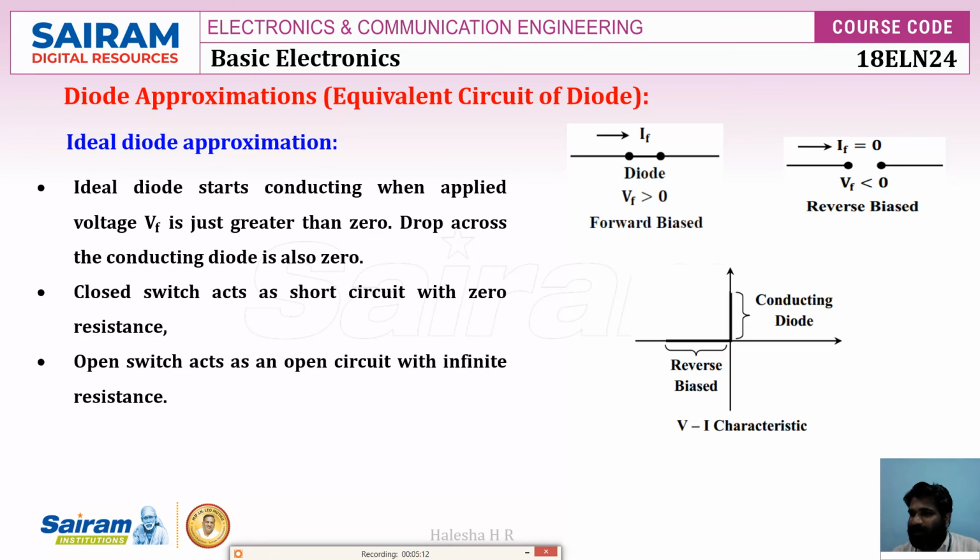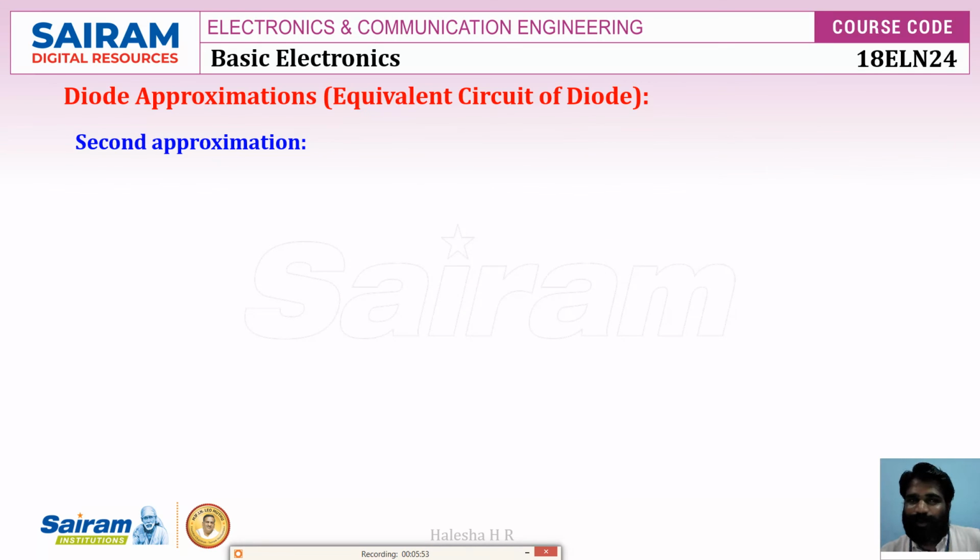This is the ideal approximation, and this is the VI characteristics. This portion indicates the current is conducting, and this portion indicates reverse biased. Clear now? So in the ideal approximation, as the applied voltage is just greater than 0, it becomes forward biased, and we consider the voltage drop across the diode to be 0. When forward biased, it has 0 resistance and current starts flowing. When reverse biased, it has infinite resistance. So this is the ideal approximation.